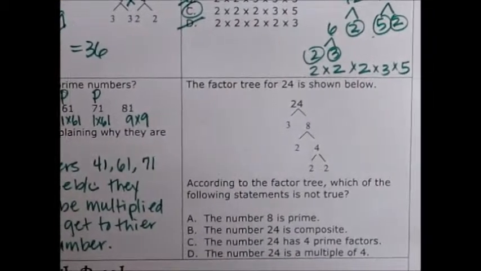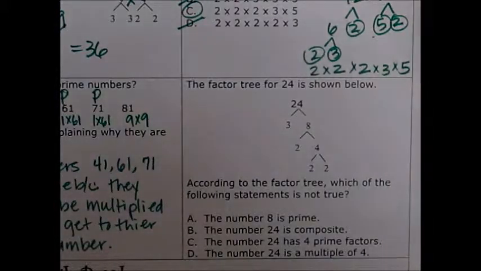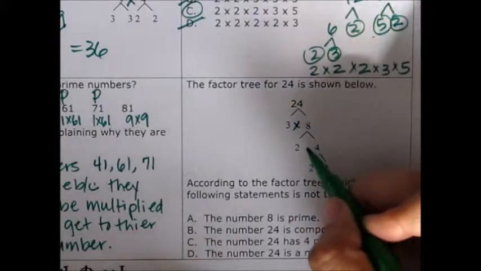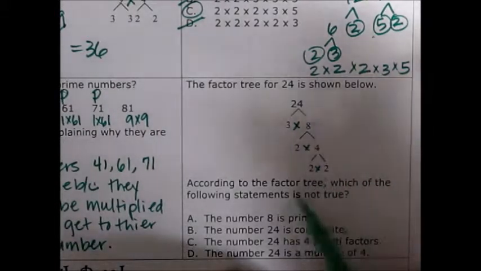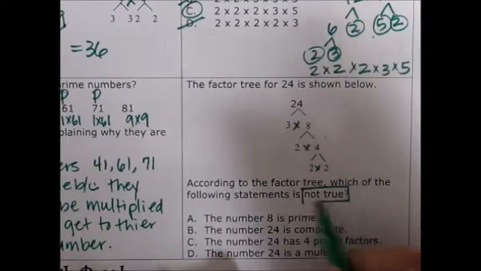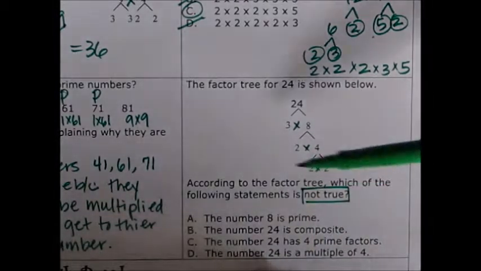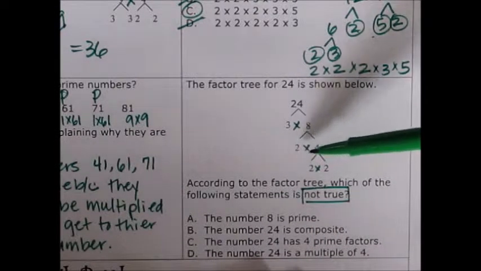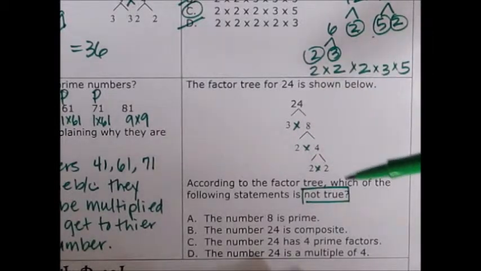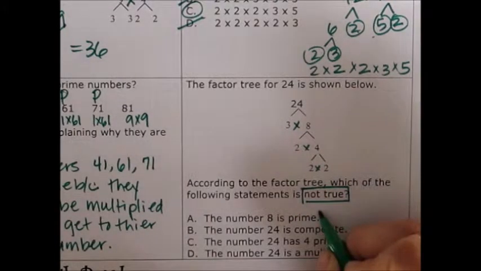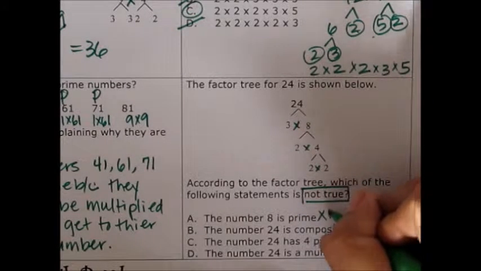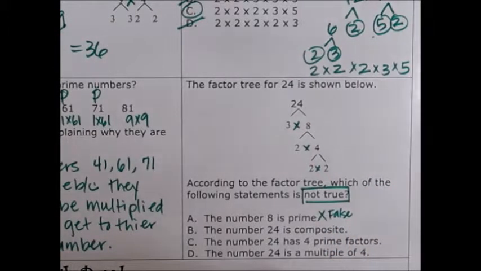All right, next one. The factor tree for 24 is shown below. So 3 times 8, 2 times 4, and 2 times 2. According to the factor tree, which of the following statements is not true? Okay, the number 8 is prime. Well, right there it tells us that 2 times 4 gives us 8. So a prime number is only the number times 1. So I know that this one is false. But I'll keep going through all of them.